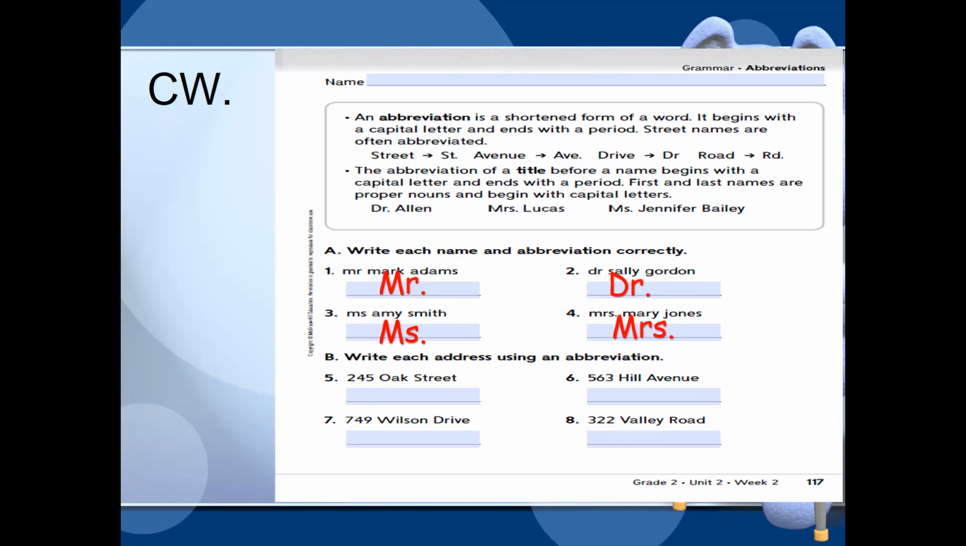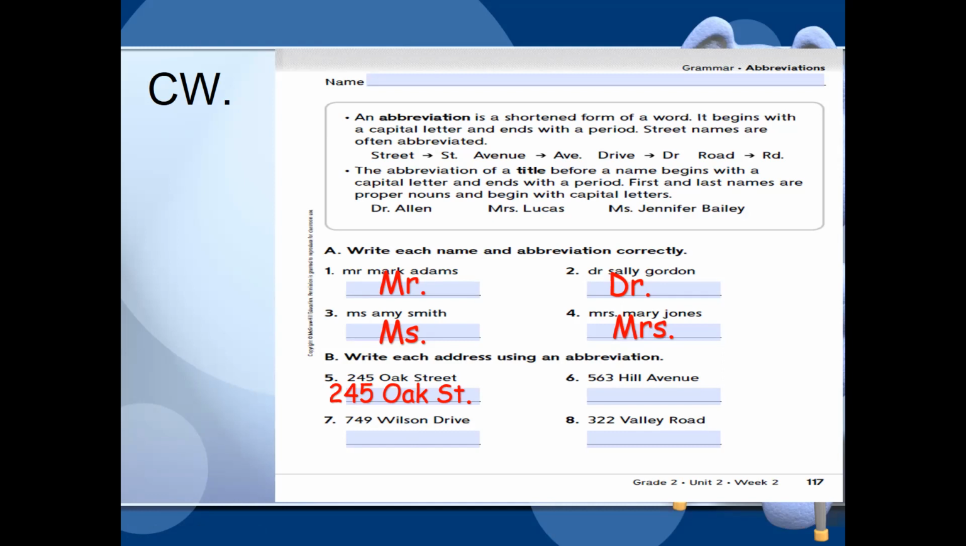Write each address using an abbreviation. Okay, great. Let's do this. 245 Oak Street. We have the word street, the address. What are we going to do? How are we going to write it down? Good job, exactly. St., capital S, and we're going to add the period.